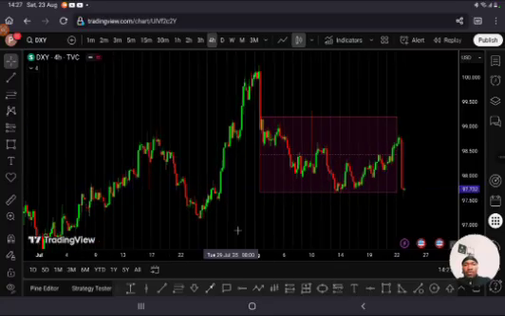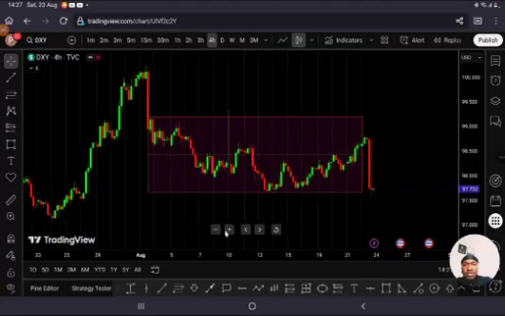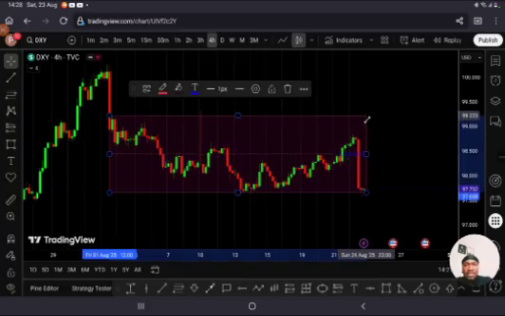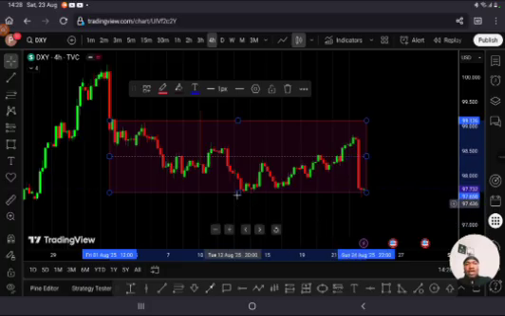Even though here we had a mini uptrend, you can see that price was not breaking this high. Look at the highest high price has made. Price will just come up, come down. Look at this zone. You cannot say that this is an uptrend or a downtrend. So in this case, simply avoid the market.